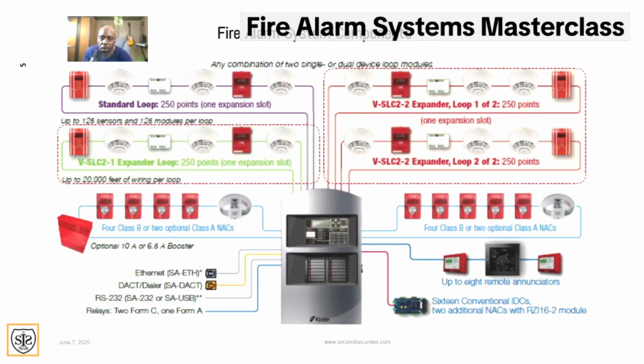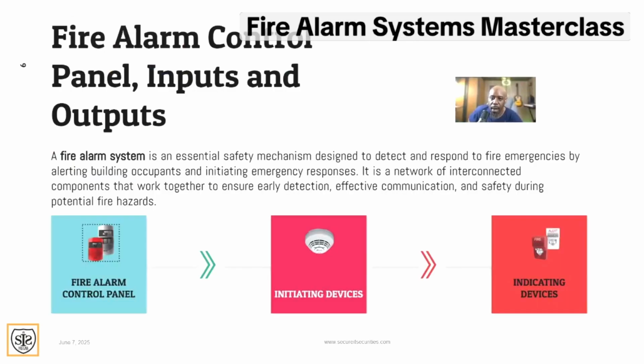So the data will run out, one 16-wire will run to all of these devices and connect to them all at one time. And these devices will all report back to the CPU that's inside this fire alarm control panel. And if any one of these devices goes into alarm, it will activate these outputs over here. So here we have fire alarm control panel inputs and output devices.